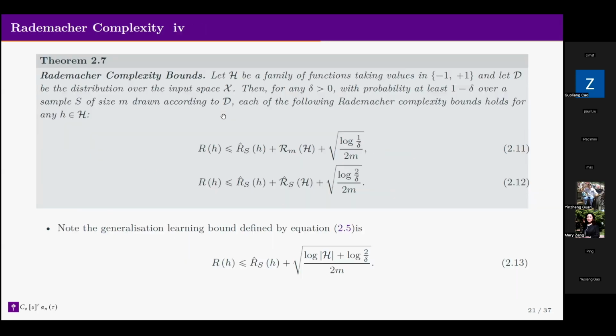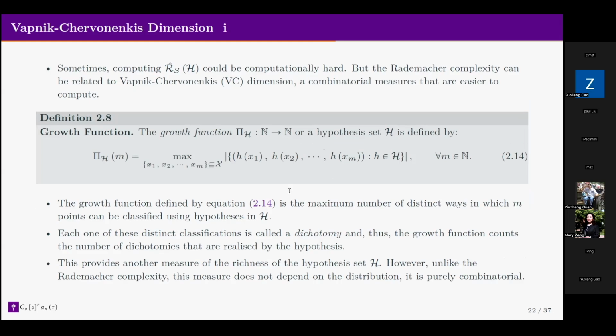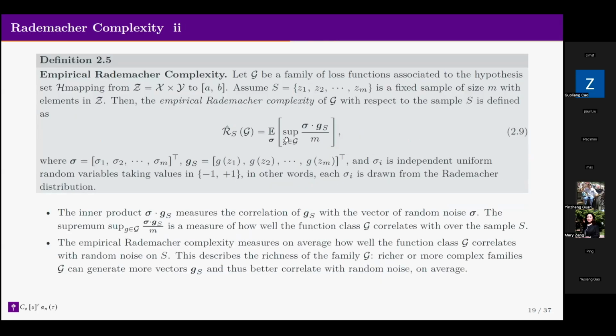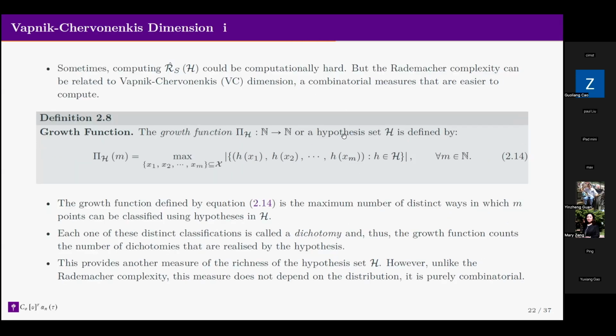Still, sometimes, even the empirical Rademacher complexity is difficult to calculate. Therefore, we can further simplify this equation by introducing the growth function, because we want to use the concept of VC dimension to replace the second term. The VC dimension is nothing but a combinatorial measure, which is much easier to calculate than this term, obviously. It is just a combination of the elements inside your hypothesis set, simply speaking, the different combinations you could have. The growth function is just the maximum number of distinct ways in which m points can be classified using the hypothesis.